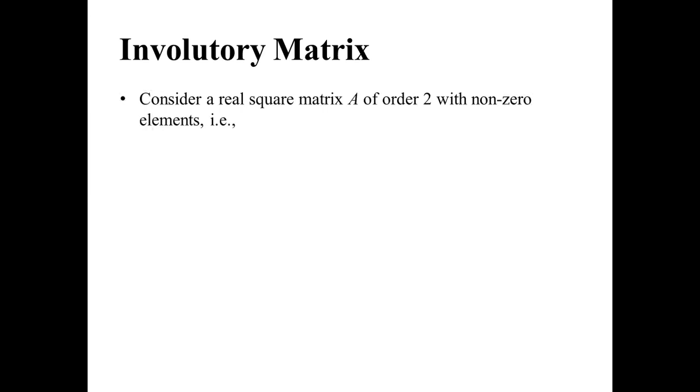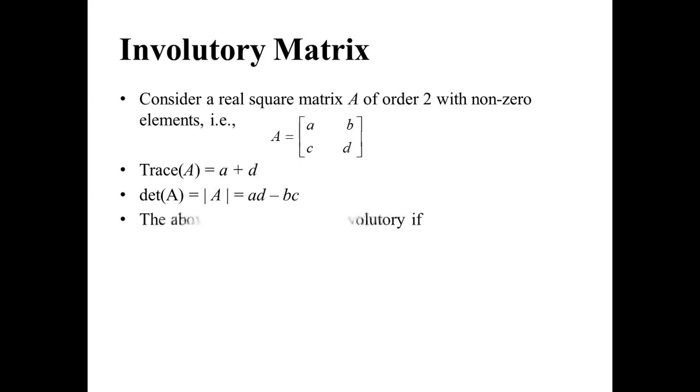Let us consider a real square matrix of order 2 with non-zero elements. That is, A is a matrix of order 2 whose elements are a, b, c, d. Then the trace of this matrix A is given by the sum of diagonal elements, that is a plus d, and the determinant is given by the product of diagonal elements minus the product of non-diagonal elements, that is ad minus bc.